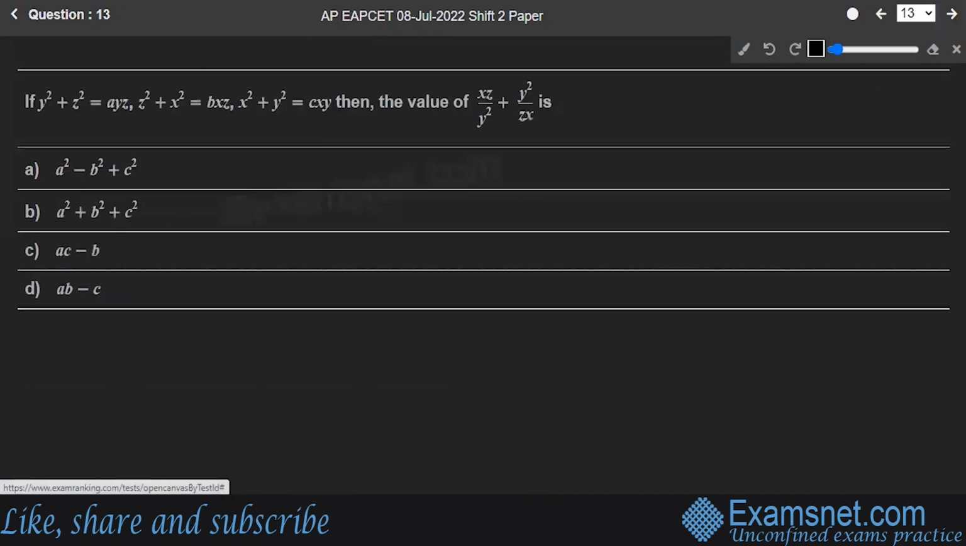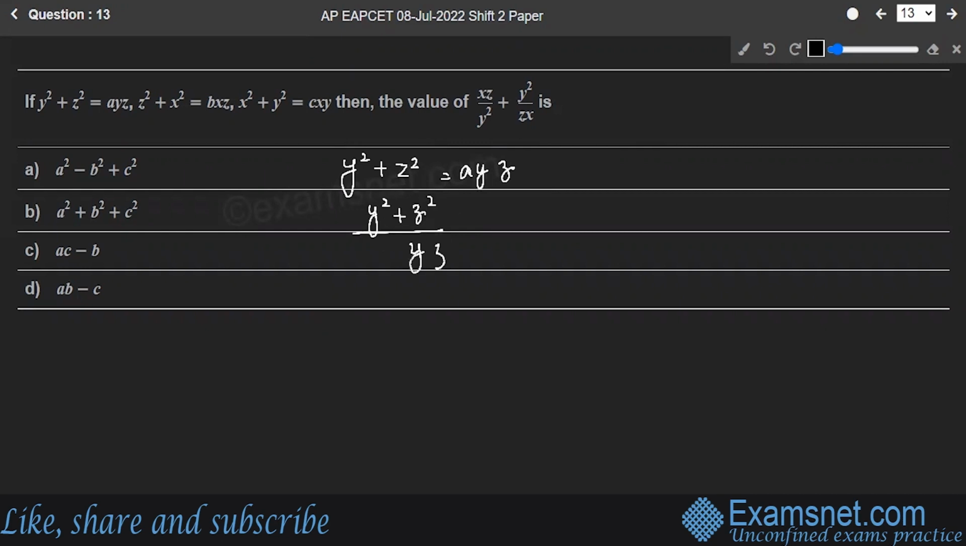Hope you are clear with this. Next is question number 13. Y squared plus z squared is equal to ayz. Z squared plus x squared is equal to bxz, and x squared plus y squared is equal to cxy. Then the value of this expression is. All right. So first thing, you are given that y square plus z square is equal to ayz. Now, this can be written as y square plus z square upon yz. Dividing both sides by this will give you a, right?